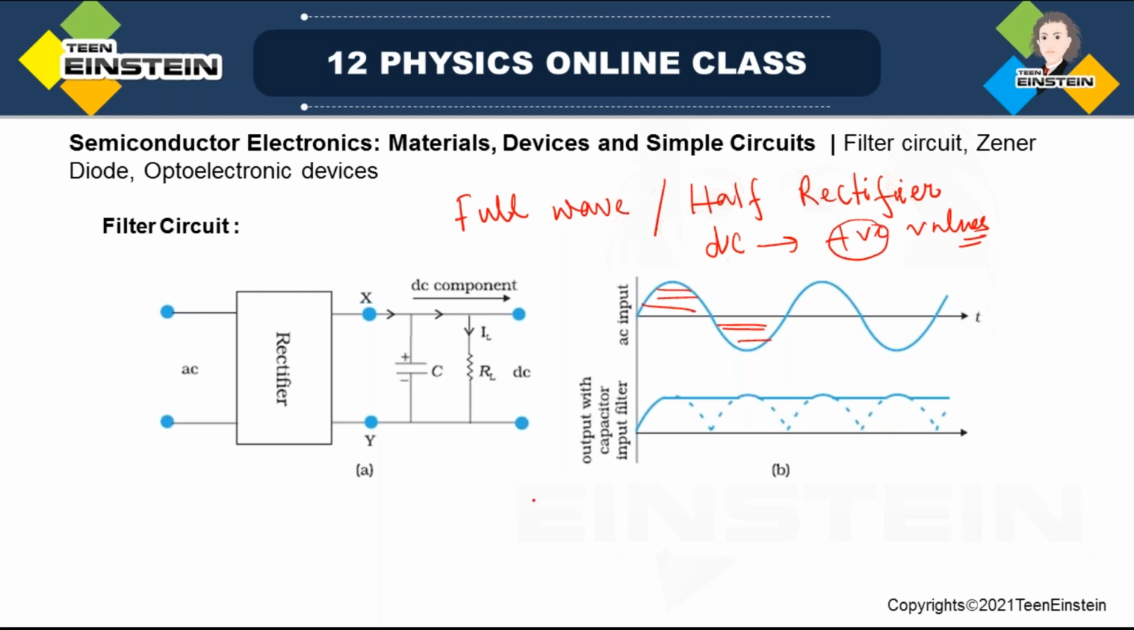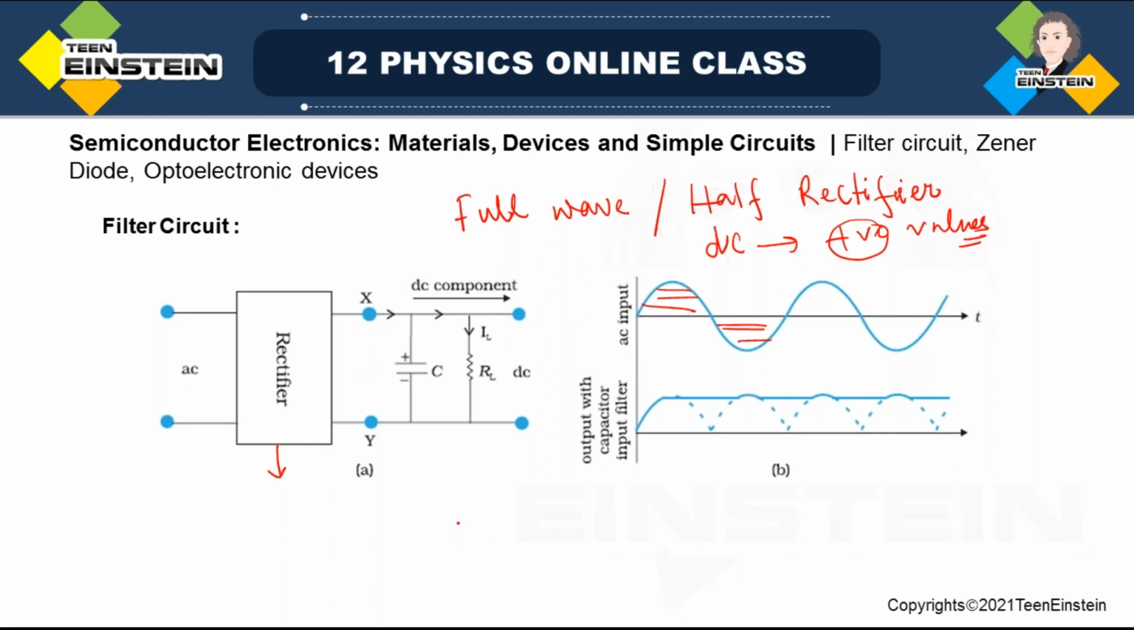And see, full wave rectifier means we had used two diodes, and we had discussed the necessary circuit diagrams that will give you a DC signal or positive signal from AC signals or AC input. So this is the black box diagram of a rectifier circuit. When you feed AC, you will get DC voltage across XY.